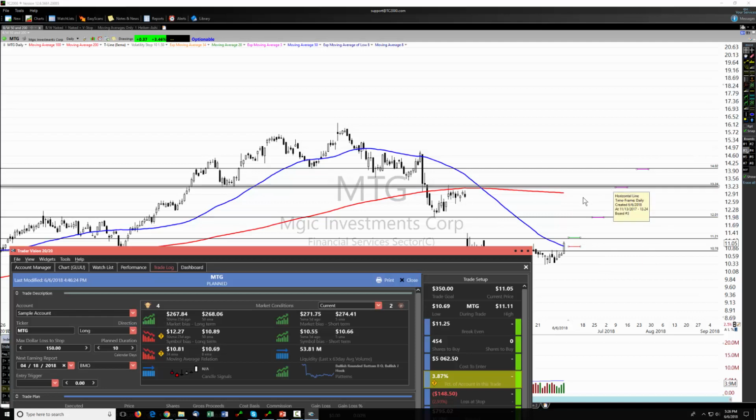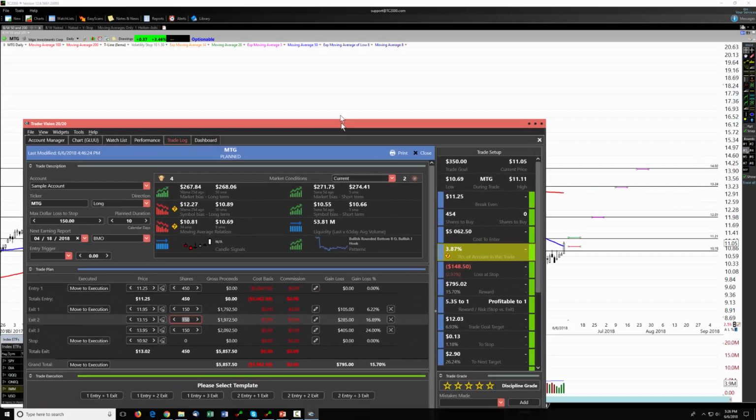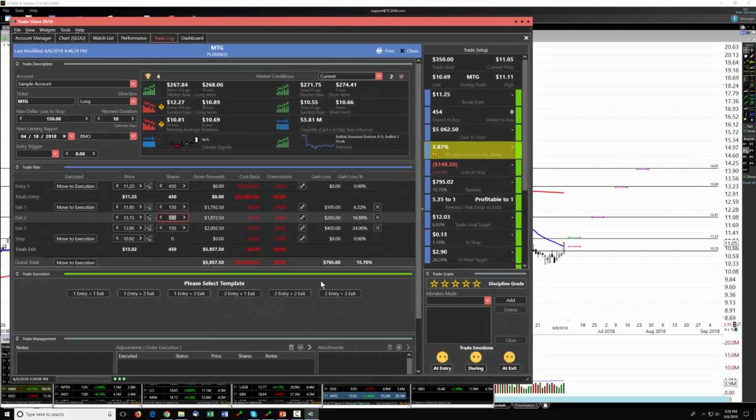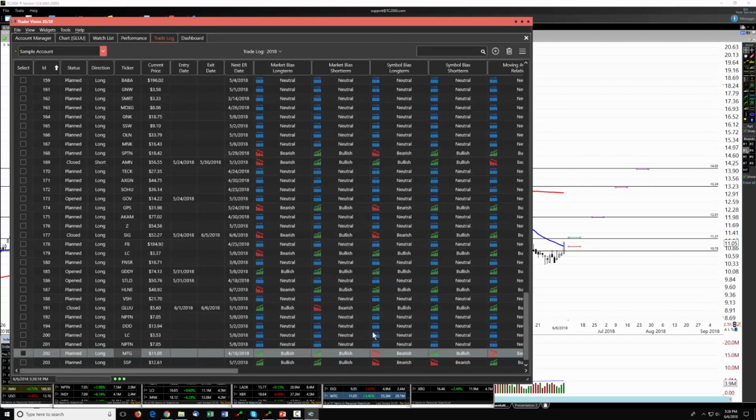But up here is closer to the 200. That's where I'm thinking we'll run into more resistance. So MTG will actually make for a usable trade. And that's one for you to look at for tomorrow.